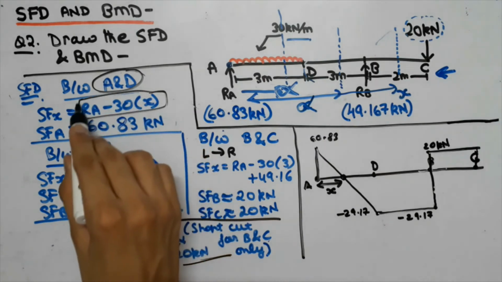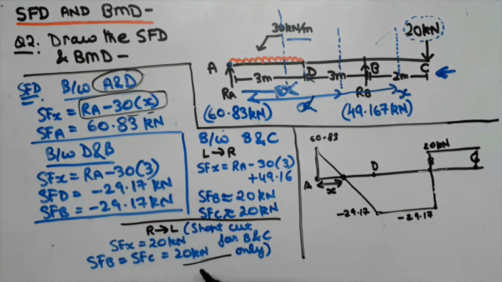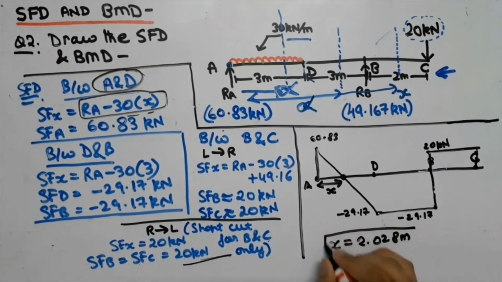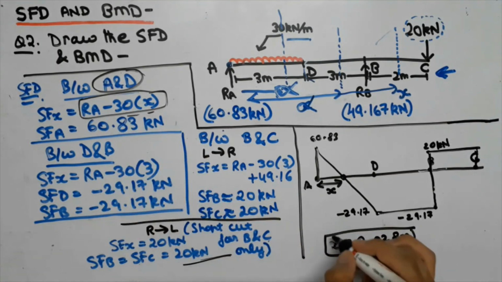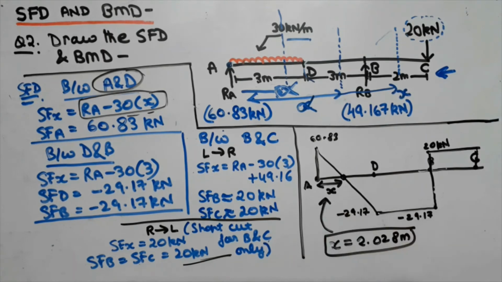So here we are going to take this equation and equate it to 0. On doing that, you will get the value of x as 2.028 meters. That is, we have got this by simply equating this equation to 0. So this is the value of x.